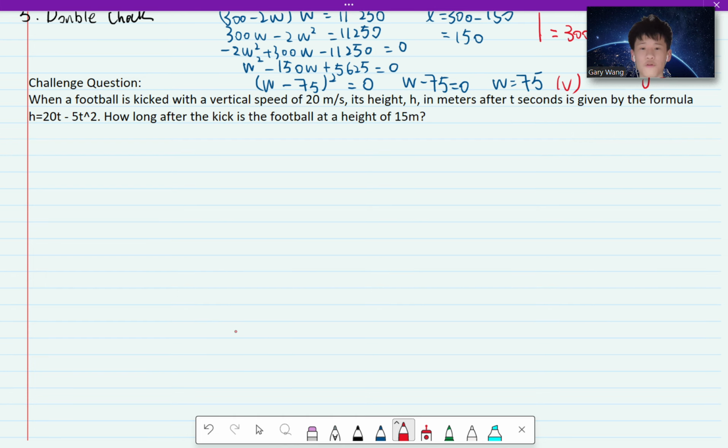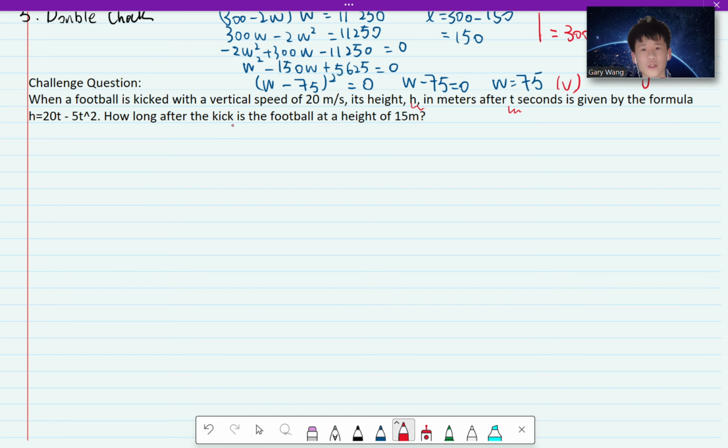So first, let's see if we can identify any unknowns here. So the data that we're looking for is the time, but the time is already declared as t in the question. And the height h is also defined. So we do not need to use the let statement to define any more variables because we have all we need. And then let's take a look at any equalities here.